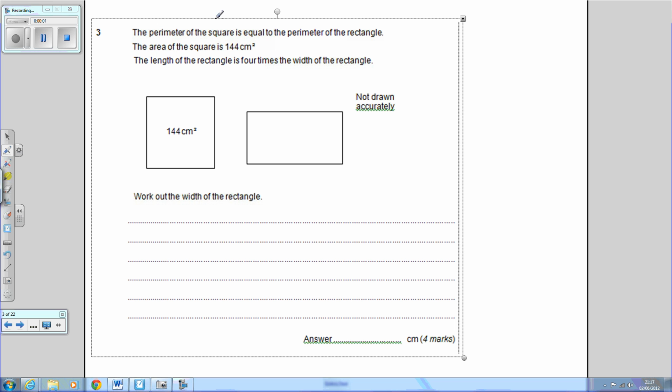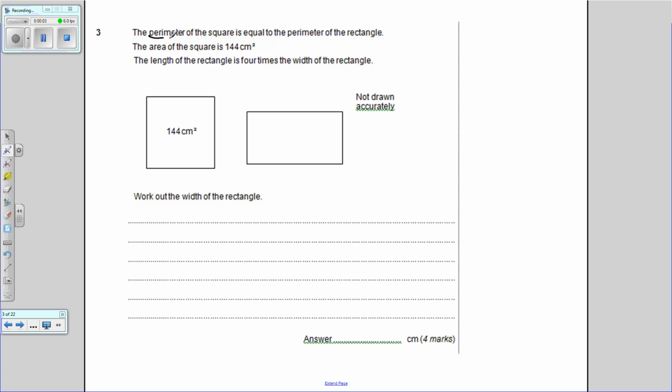Question 3. The perimeter of the square is equal to the perimeter of the rectangle. The area of the square is 144. The length of the rectangle is 4 times the width of the rectangle. Work out the width of the rectangle. 4 marks. It's only question 3, so it shouldn't be that challenging.